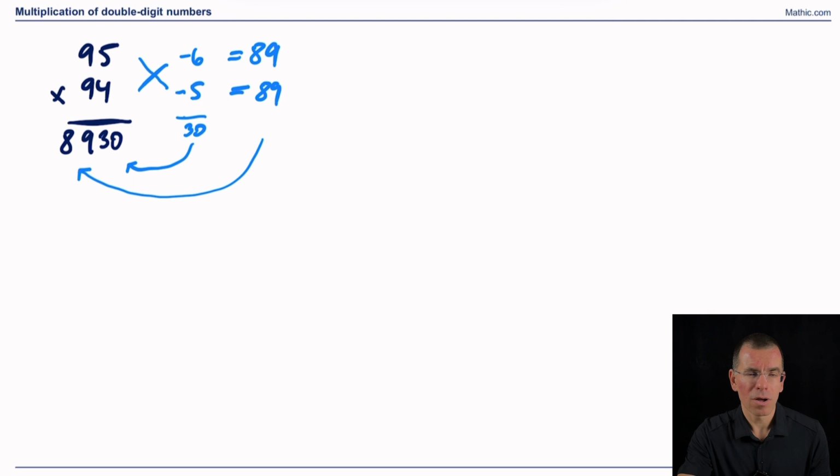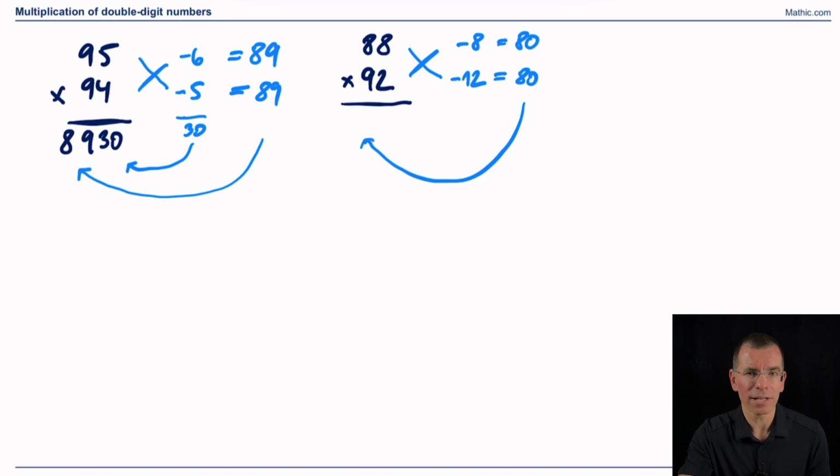Let's try once again, multiplying numbers 88 and 92. 88 less 100 is minus 12. 92 less 100 is minus 8. 88 less 8 or 92 less 12 is 80. So the first two digits of the result could be 80. Minus 8 times minus 12 is 96. So the last two digits of the result are 96. So the final result is 8096.